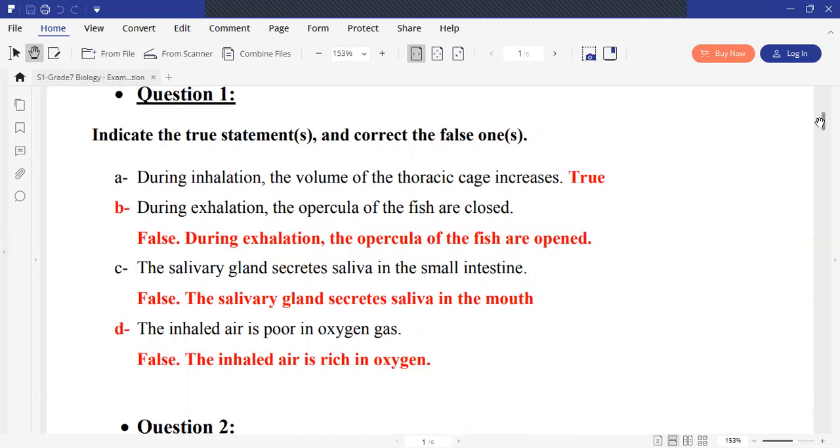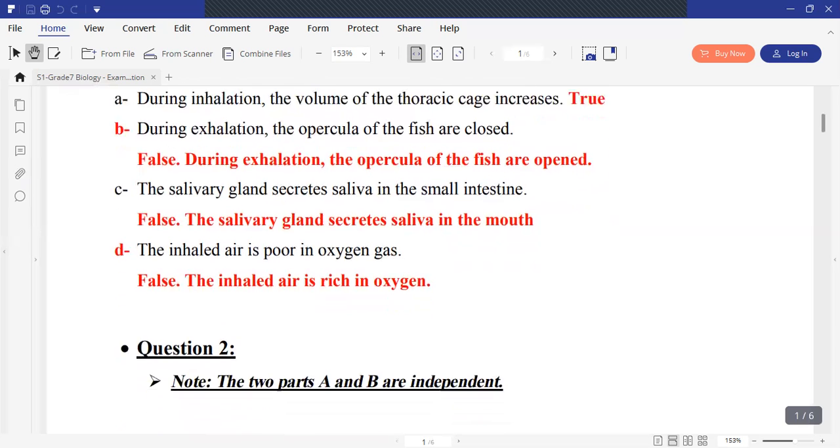The salivary glands secrete saliva where? In the small intestine? No, false. The salivary glands secrete saliva in the mouth. Okay? Inhaled air is poor in oxygen? No, the inhaled air statement is false. It's going to be: the inhaled air is rich in oxygen. This is the first question, so pay attention, true or false. If it's true, you have to say true. If it's false, say false and correct it in a complete answer.